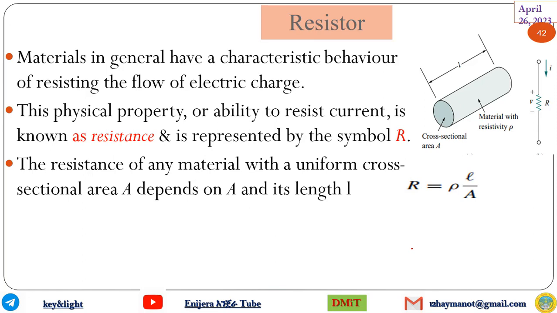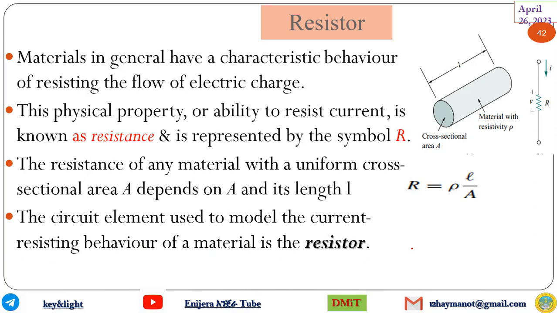Which is R equals rho L over A. As the length increases, the resistance increases. As the resistivity of the conducting material increases, the resistance increases, since resistivity and resistance are directly related. And when the cross-sectional area of the conductor increases, the resistance decreases, which are inversely related.